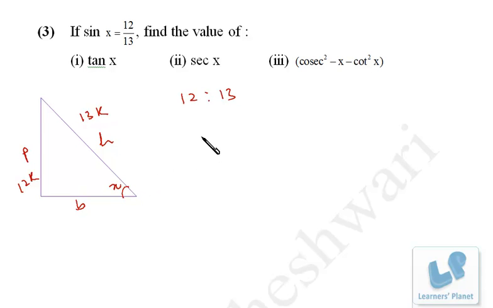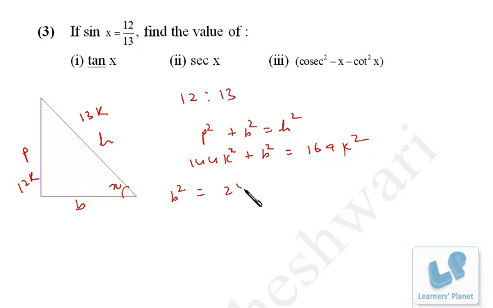Now by using Pythagoras theorem, p square plus b square is equal to h square. So we put the value of p square and h square, and we'll be getting the value of b square. So how do we do that? P square, that's 144 k square, plus b square, h square is 169 k square. So b square is 169 minus 144, that is 25k square. So b will be 5k, right? So we got the value of base, that's 5k, right?